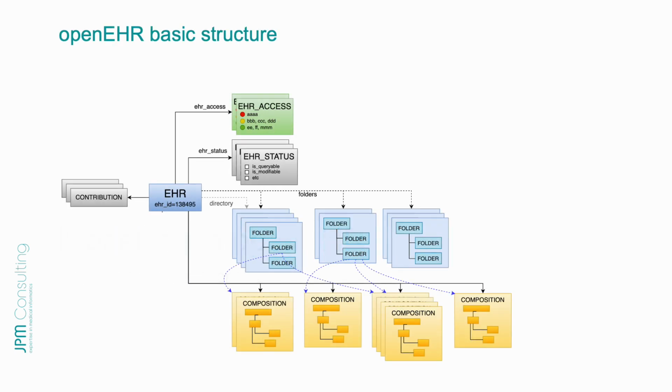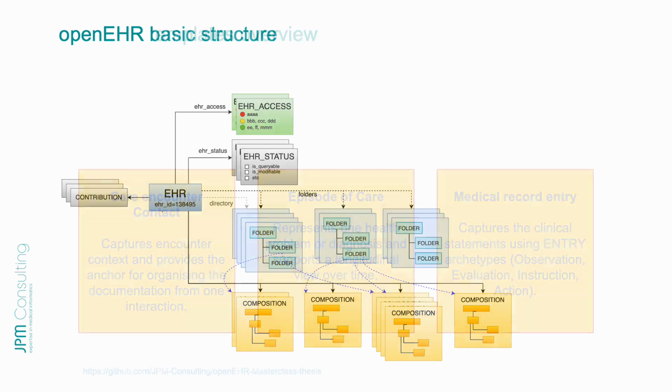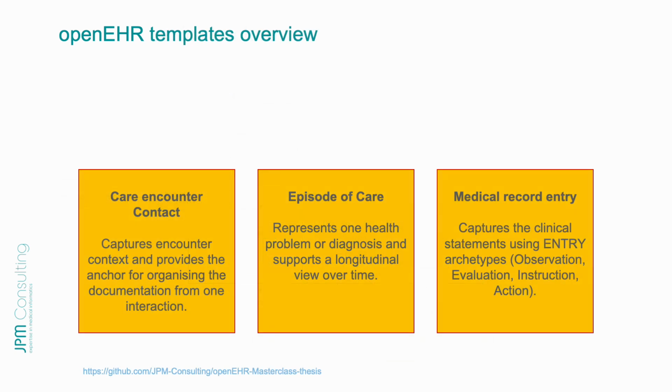Before we define the templates, let's quickly recap the basic structure of openEHR. In openEHR, there is one EHR per patient. Clinical data is stored as compositions. To organize compositions, openEHR provides a directory of folders, which allows you to structure content without changing the data. We'll start by modeling 3 templates: contact, episode of care, and medical record entry. All model templates are available on GitHub. The link is shown on this slide.